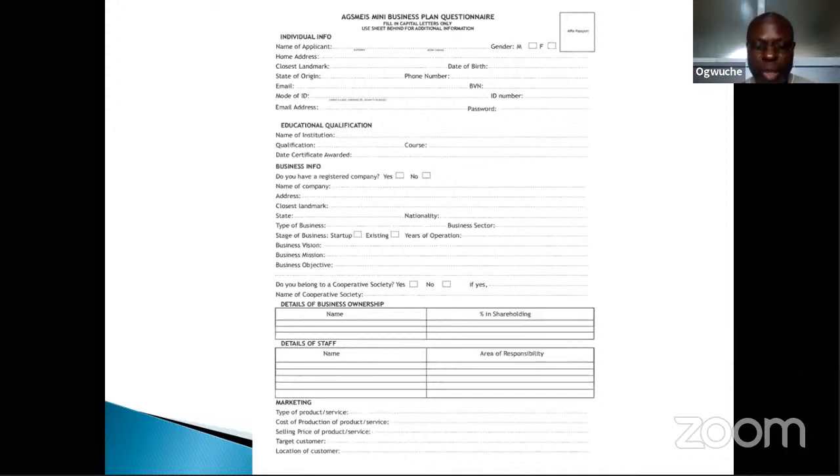I'm sure that's why the question is being asked, because cooperative societies are very, very common in the country, and cooperative societies assist each other a lot. So that's why they want to know, and then of course see whether collectively as a cooperative there is a way that it can be assisted. Okay. Details of business ownership.